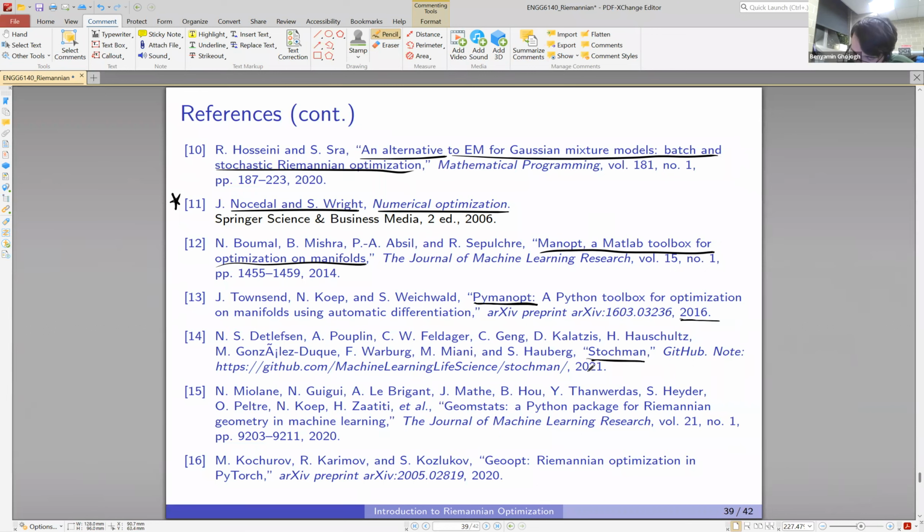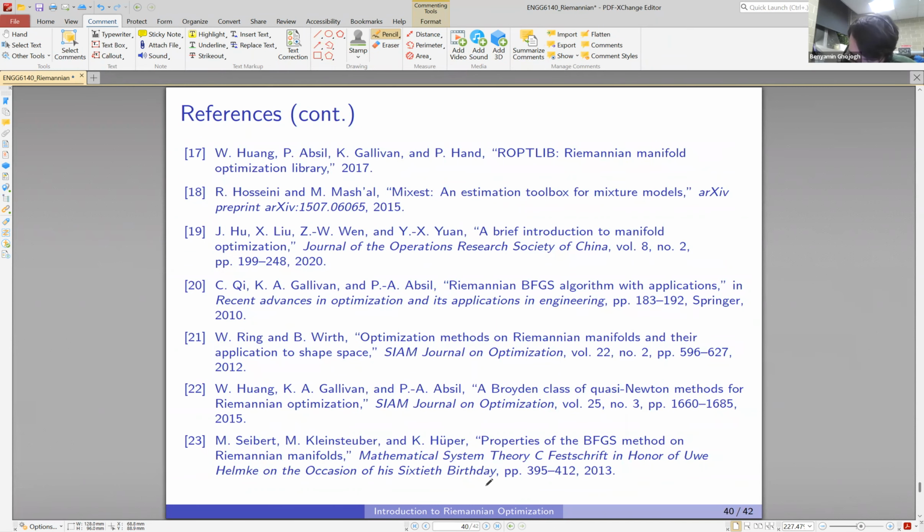This is the Stockman toolbox in 2021. This is the Geomstats toolbox in 2020. This is the GeoOpt toolbox in 2020. This is the ROPTLIB toolbox, which is a Manopt-like toolbox in C++ in 2017. And as you see, Absil is also a co-author here. By Reshad Hosseini and Mashal, MixEst. What is this? It's an estimation toolbox for mixture models, but it uses Riemannian LBFGS. It has implemented Riemannian LBFGS too.